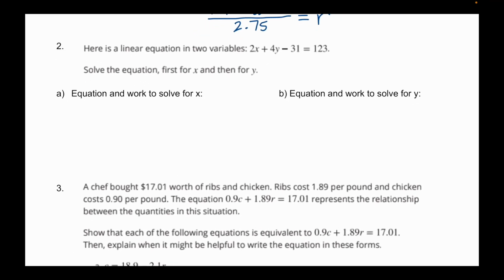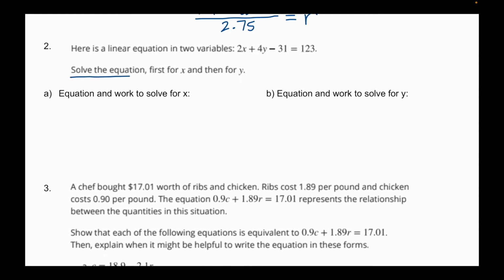Question 2 here, we have a linear equation with 2 variables, 2x plus 4y minus 31 equals 123. They're asking us to solve the equation first for x and then for y. So if they're saying solve the equation for something, this means get that variable by itself.